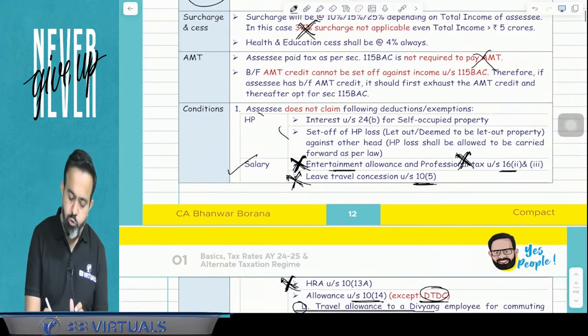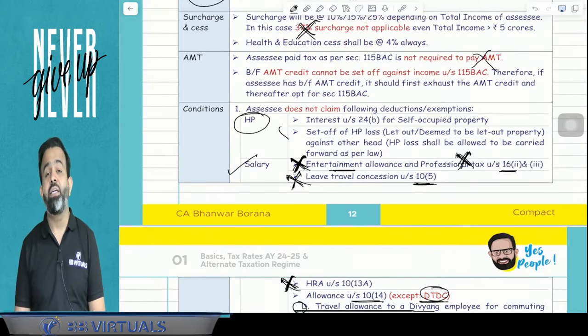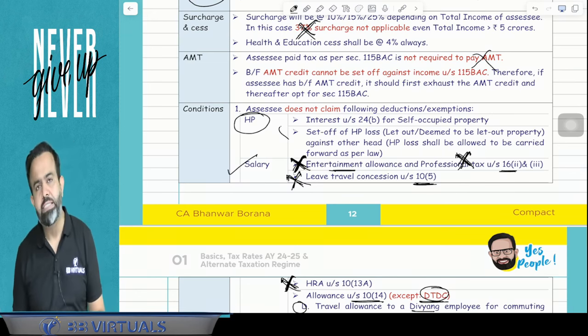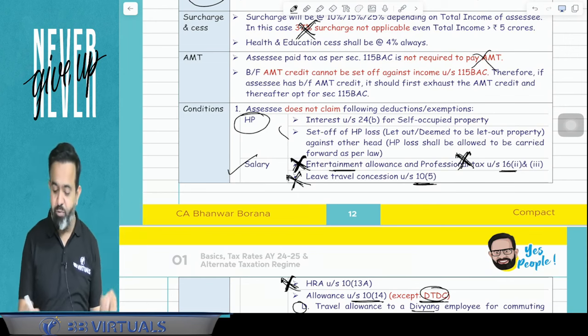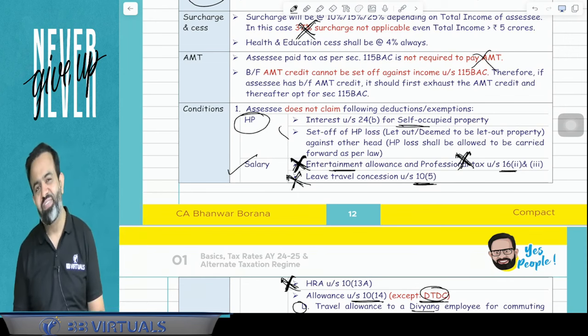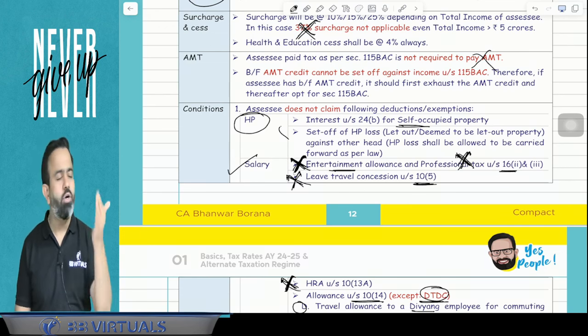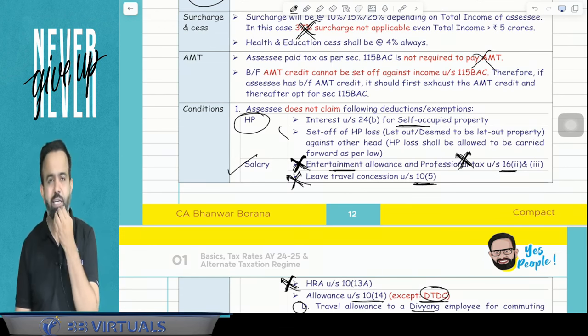Now the next part is under house property. Guys, under house property, in case of a self-occupied property, you remember section 24(b), the interest on loan deduction of 30,000 rupees or 2 lakh is available. That interest deduction of 30,000 rupees or 2 lakh is not available if you are opting for 115BAC. Second, if there is a let out property or deemed to be let out property, then the interest deduction is available.